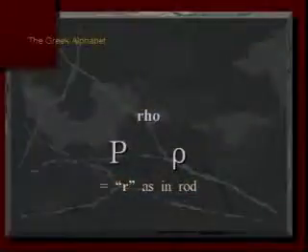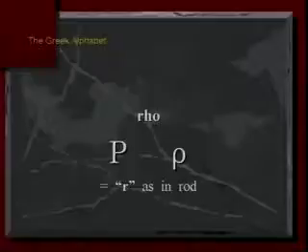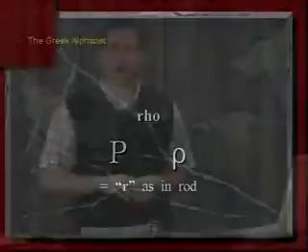Your rho in Greek corresponds to the R sound that we have in English, like you have in the word for rod, but it's a little bit more than that. It's what we call a guttural sound. If I were to pronounce it, I would pronounce it as a chro. You've got to put a little wind behind it in its pronunciation.